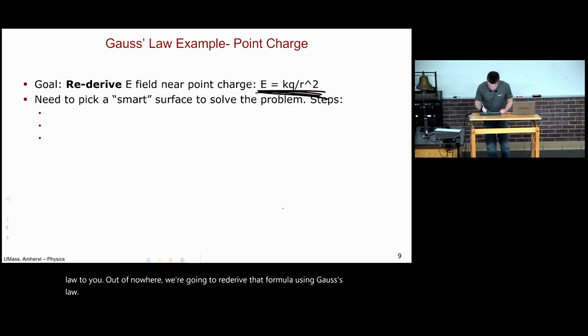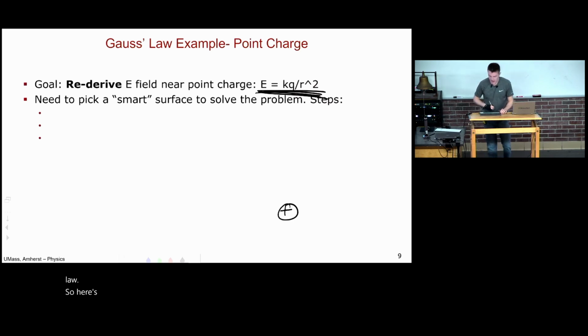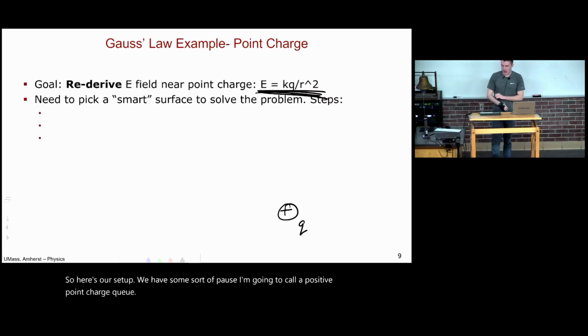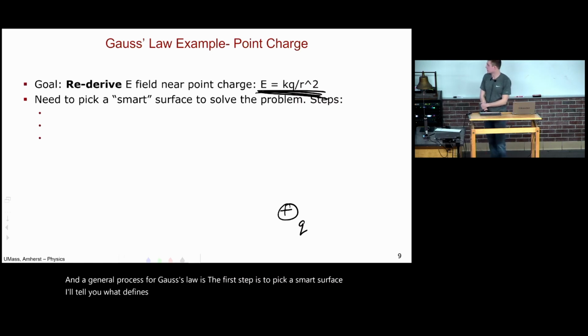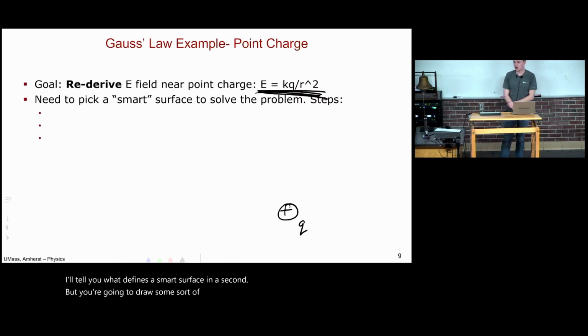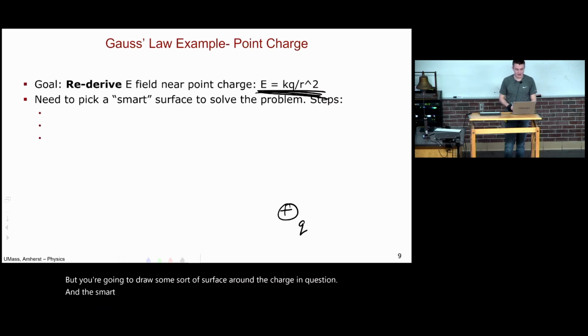OK, so here's our setup. We have what I'm going to call a positive point charge Q. A general process for Gauss's law is that the first step is to pick a smart surface. I'll tell you what defines a smart surface in a second. But you're going to draw some sort of surface around the charge in question, and the smart surface is going to have some properties that make it better than other surfaces.